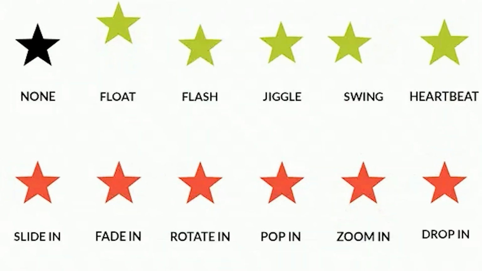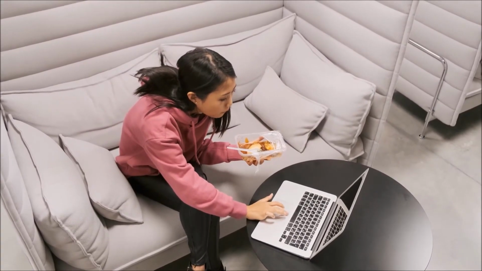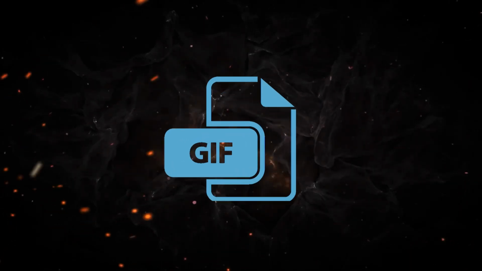Next, we have entrance motion, or the orange stars, where the animation bursts onto the scene at the start of your GIF or MP4, only to gracefully pause after 1.5 seconds. If you opt for the GIF format, this animation will repeat every 6 seconds within your loop.